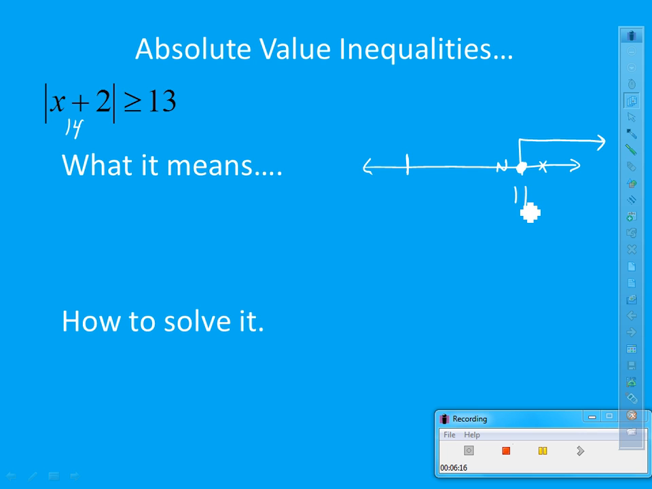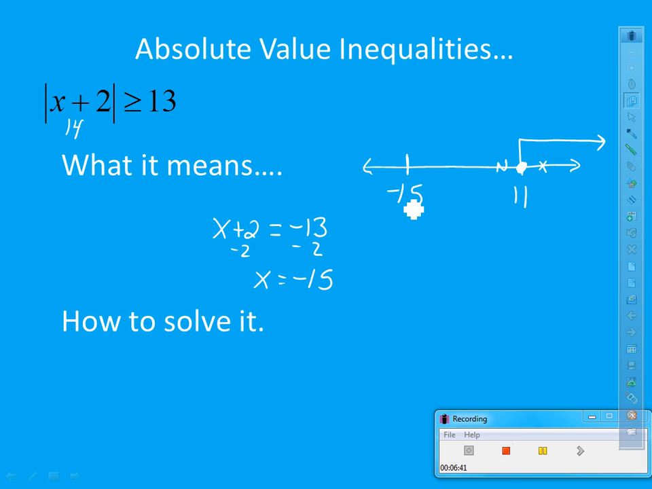This puts me 11 units to the right. I need some number plus 2 that'll put me 13 units to the left. Here's what I need, guys. I need some number plus 2 to put me 13 units to the left. So x plus 2 equals negative 13. I'm going to solve this. Minus 2 from both sides. X, my other number is negative 15.